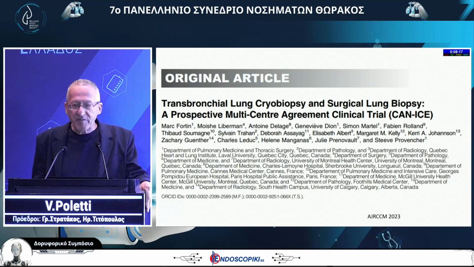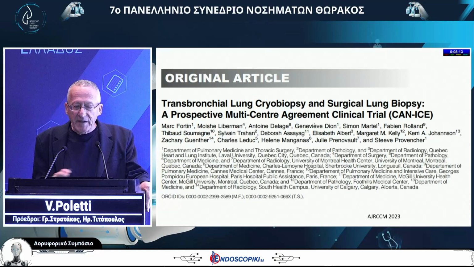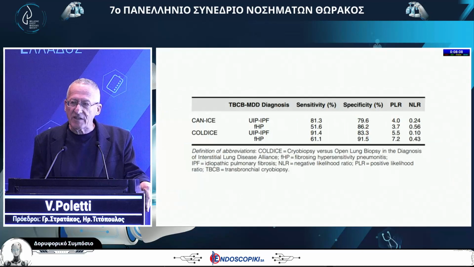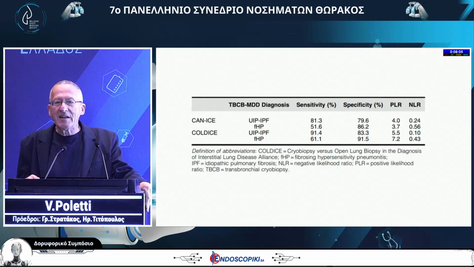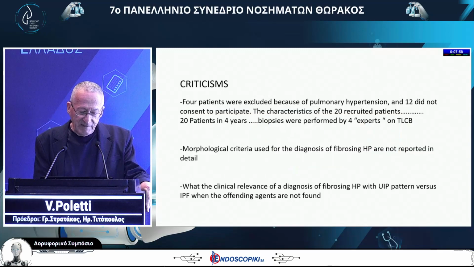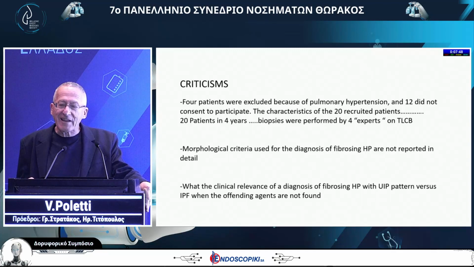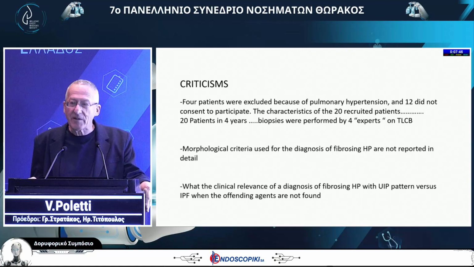We have a recent paper from a Canadian study group. They compared, it's a little bit complex, and the result was not as good as expected, mainly in the recognition of fibrosing HP. But there is some criticism regarding this study. Four patients were excluded because of pulmonary hypertension and 12 did not consent to participate. So they recruited 20 patients. 20 patients in 4 years.